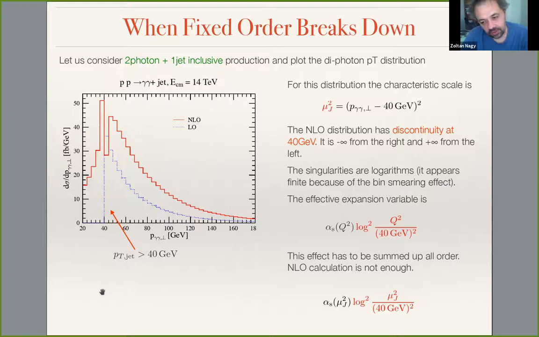So what happens here? In the perturbative calculation, we use alpha_s as the expansion parameter. But in this region, the effective expansion parameter becomes alpha_s times the log squared. Log squared, which is the, oh, sorry, it's a mistake. It should be mu_j squared over Q squared.